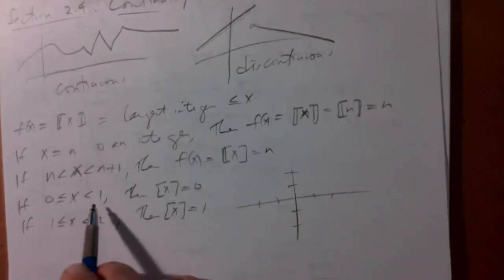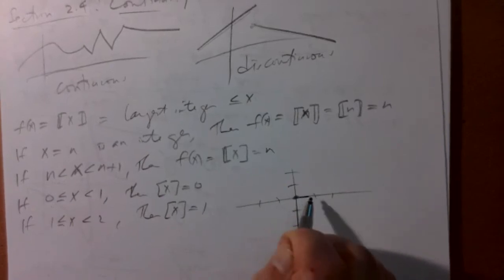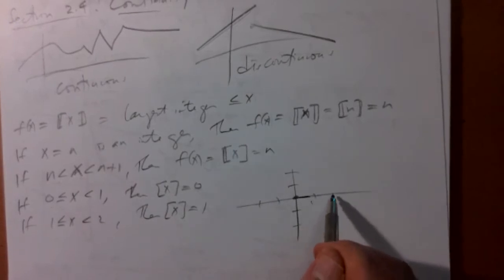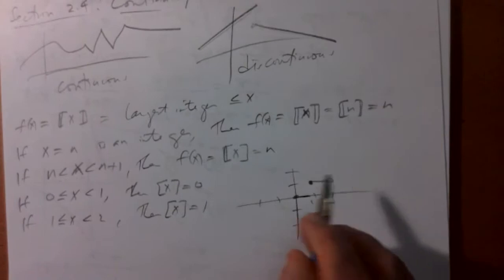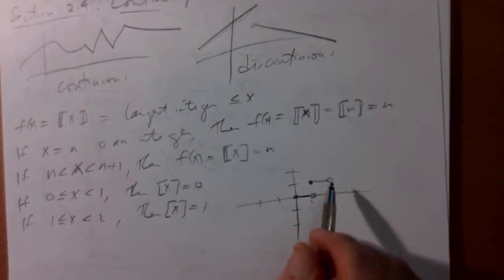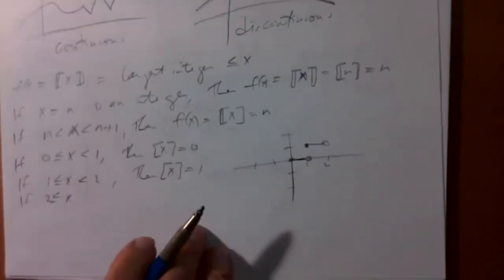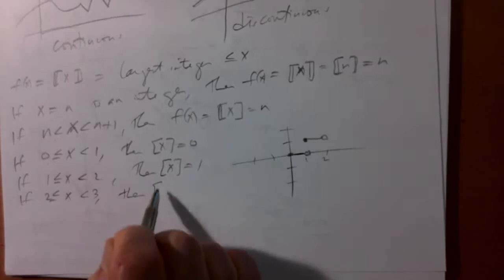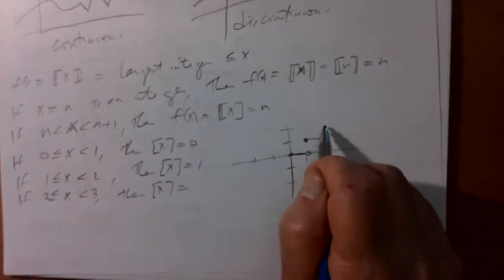from 0 up to but not including 1, the function is 0. From 1 up to but not including 2, the function is equal to 1. If x is greater than or equal to 2 and less than 3, then the largest integer less than or equal to x is 2.